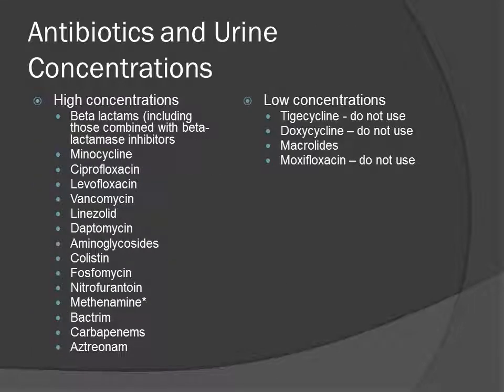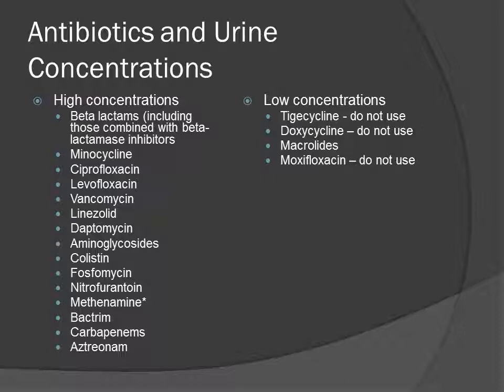You also want to take a look at urine concentration. If you're going to treat a UTI, you want to use an antibiotic that's going to get high concentrations in the urine. Those that achieve high concentrations include the beta-lactams, the quinolones, nitrofurantoin, Bactrim. But for antibiotics that achieve low concentrations in the urine, it's just really not a good idea to use them. Tigecycline, doxycycline, and moxifloxacin do not achieve good urinary concentrations.